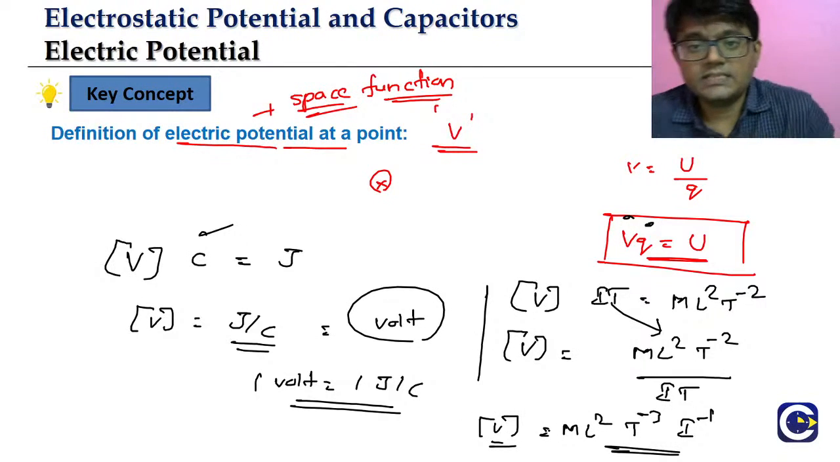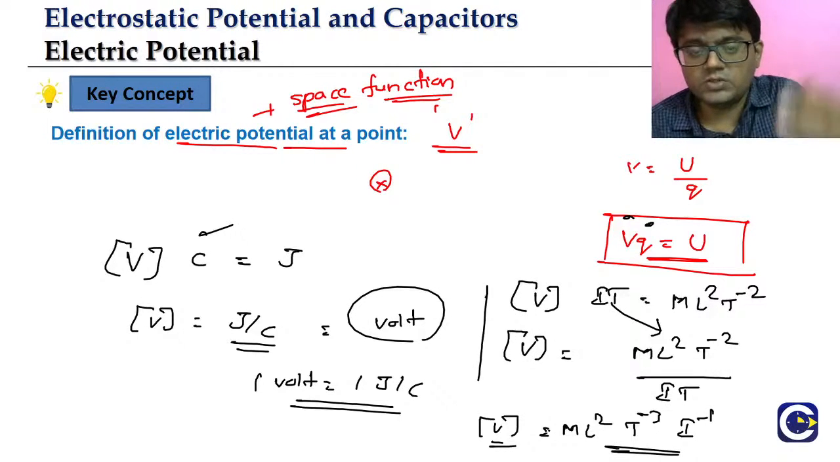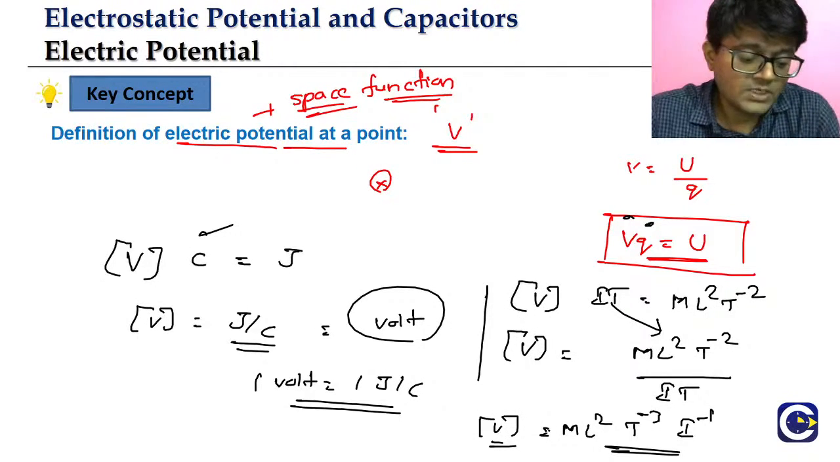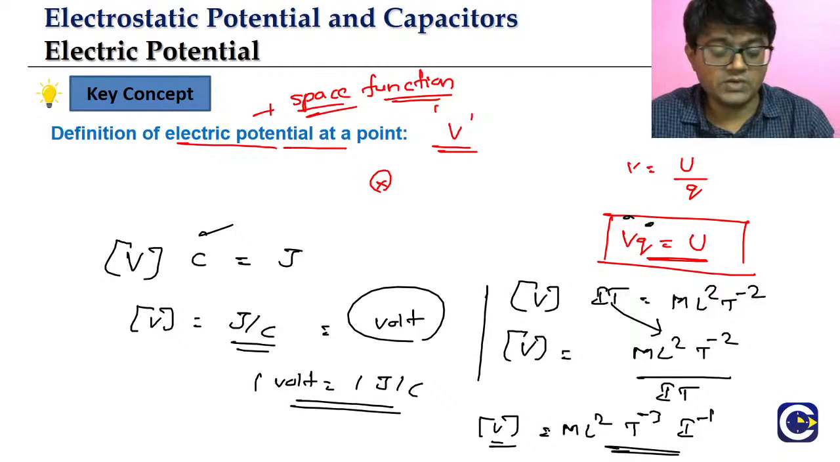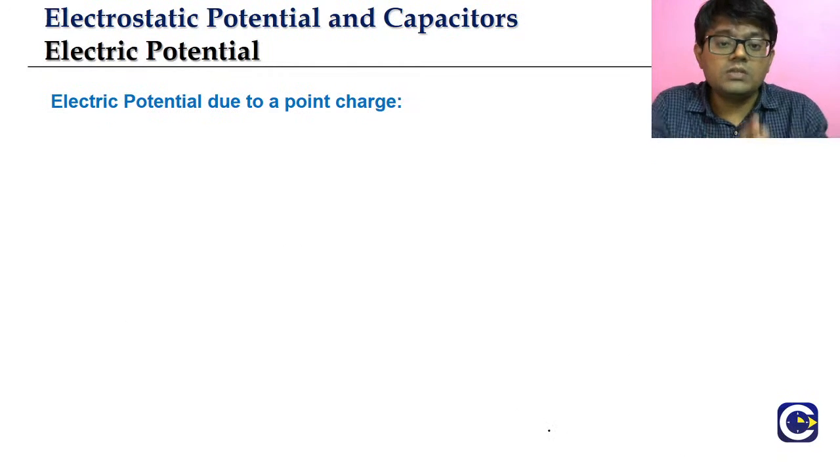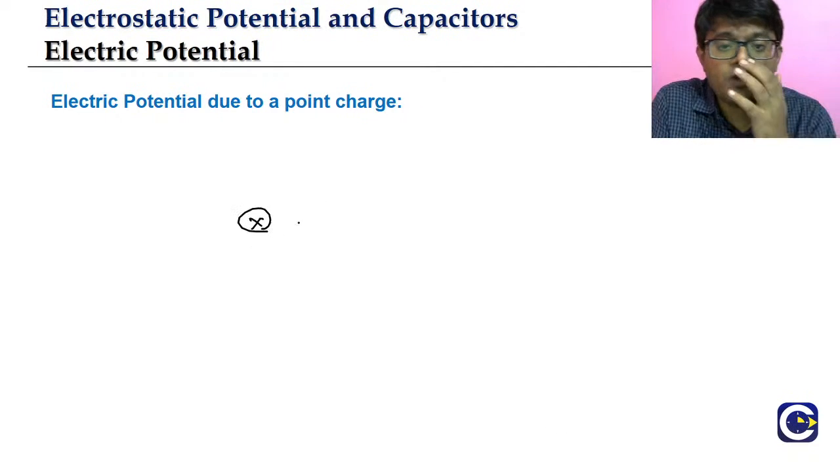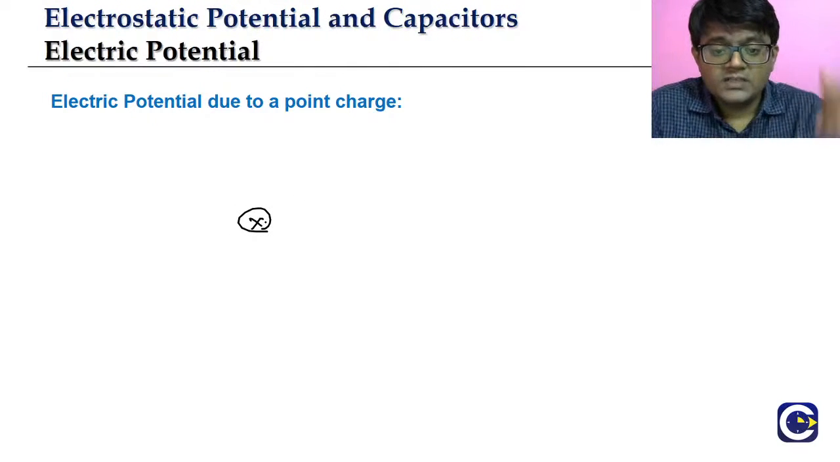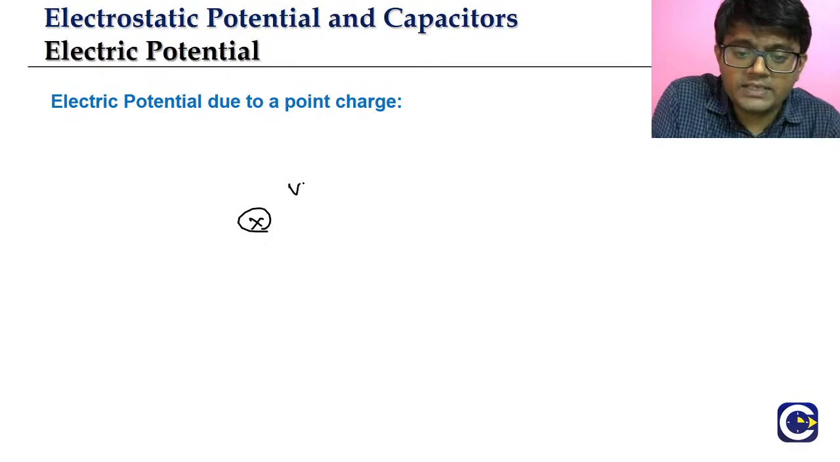So what is the SI unit? Volt. What is 1 volt? Joule per coulomb. And what is the dimensional formula? M L square T power minus 3 I power minus 1. Okay, so this is the definition of the electric potential. But the question is, how does this electric potential come about? We said that you take any point in space, and at that point there will be electric potential. But how is this potential coming?